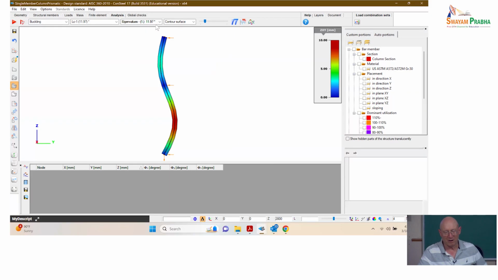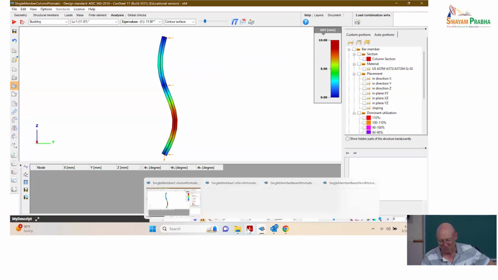You can see that our elastic buckling eigenvalue is 11.97 here. And then we could pull, well, obviously this is just applying concentric axial load to this, so it's clear what the demand is in terms of the axial force.